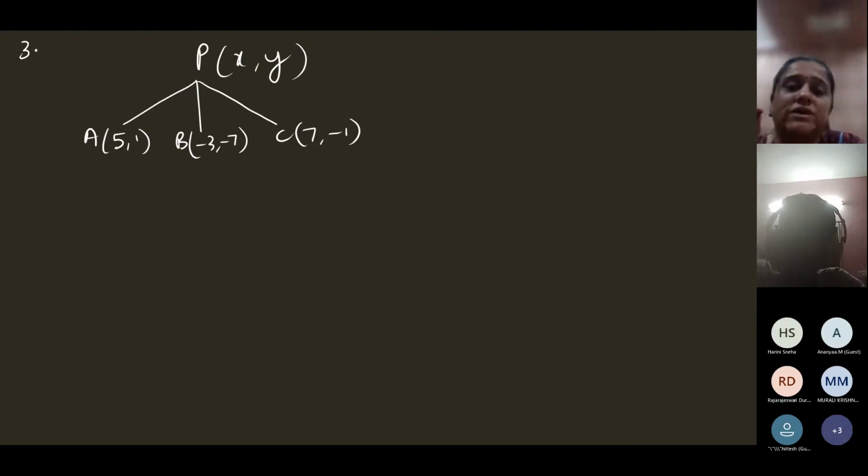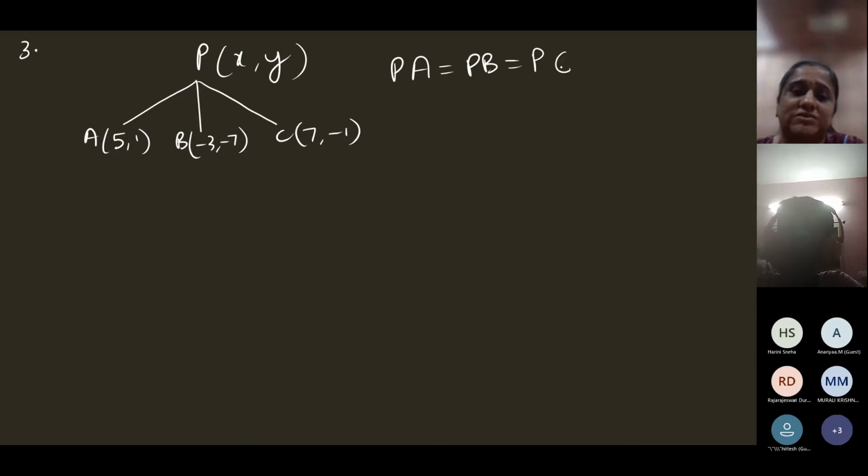So let that point be P, given by the coordinates x comma y. So let P be the point which is equidistant from A, B, and C. So that means the distance PA is equal to the distance PB is equal to the distance PC. Because it is given that P is equidistant from A, B, and C. That means PA is equal to PB is equal to PC. Or you have PA square is equal to PB square is equal to PC square.